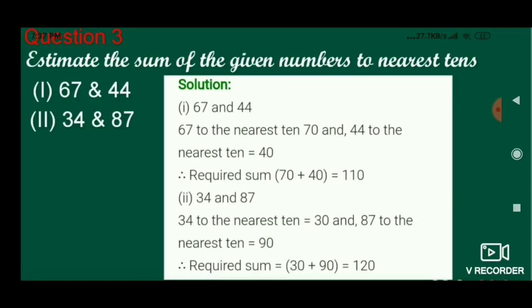In our third question, we have to estimate the sum of the given numbers to its nearest 10. Our first question is 67 and 44. 67 can be rounded off to its nearest 10 as 70 and 44 as 40. So the required sum will be 70 plus 40, that is 110. Similarly, for the second question, that is 34 and 87, the nearest 10 of 34 will be 30 and 87 will be 90. And the required sum will be 30 plus 90, that is 120.